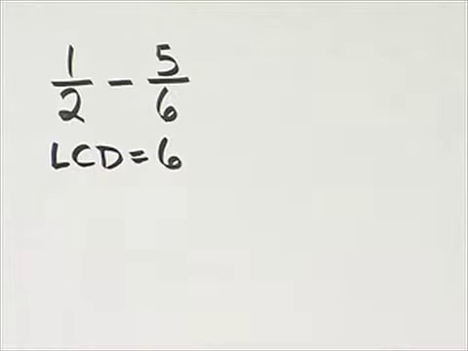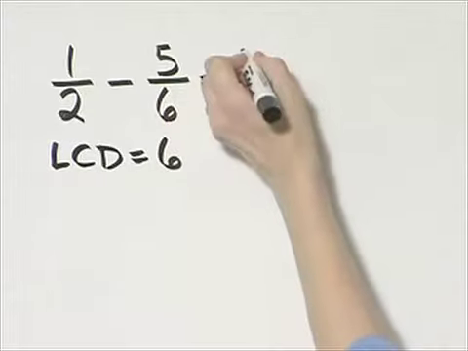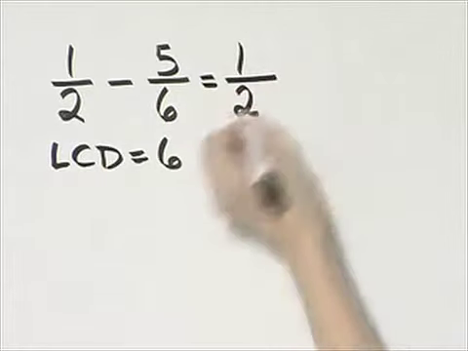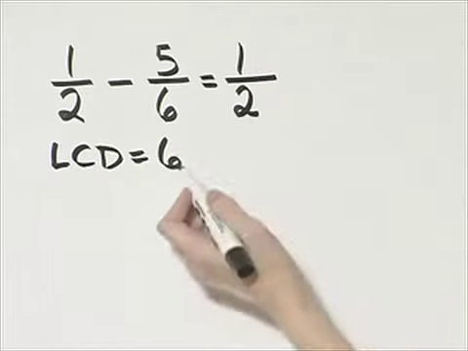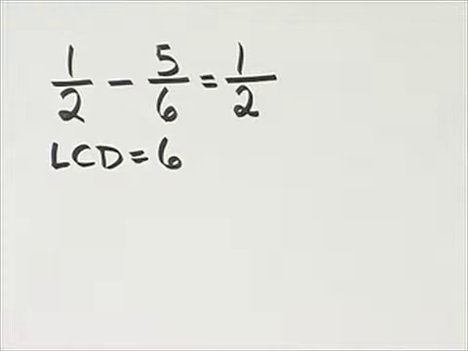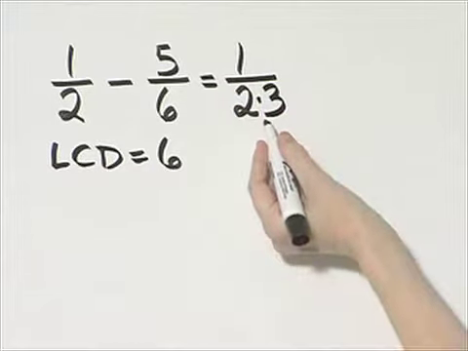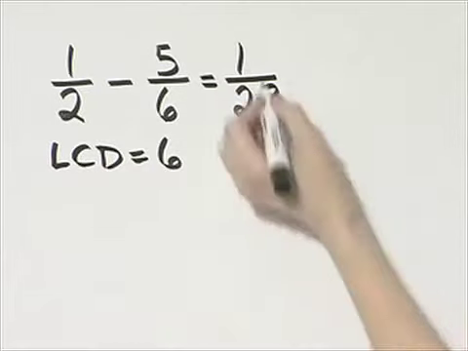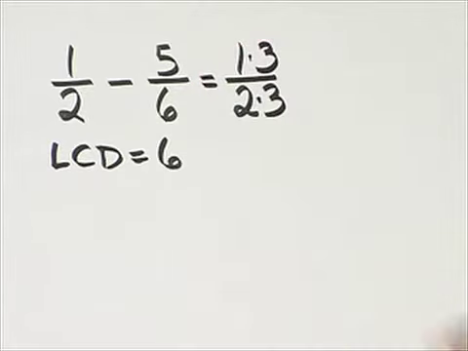denominator divides into evenly. So let's now take a moment and rewrite each fraction so that we have a denominator of 6. What do I multiply 2 by in order to get 6? I multiply 2 by 3. And if I multiply the denominator of a fraction by 3, I must multiply the numerator by 3.